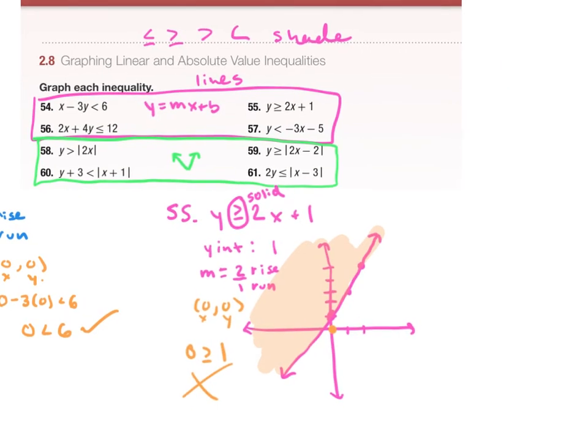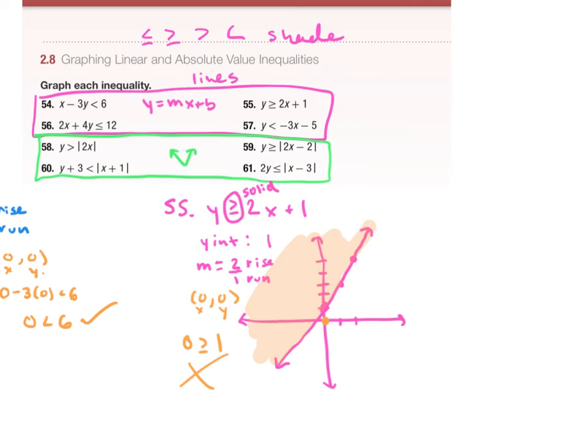Any questions on 55? All right, let's look at 56.